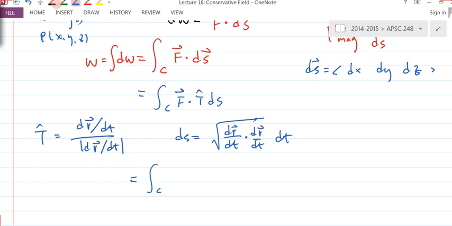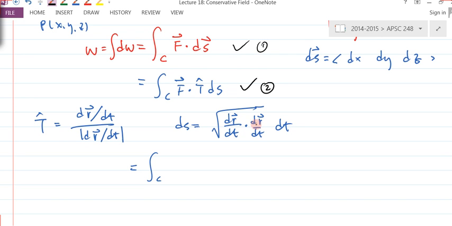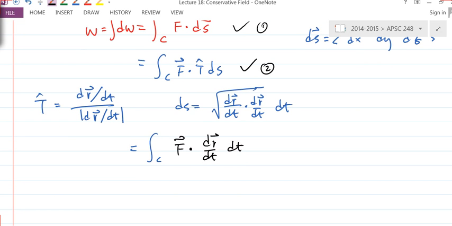So just remember you have a different formula. This is 1, this is 2. They're all the same thing, okay? Line integral. But once you plug t hat and ds in here, you'll get a slightly different expression. So this time you get dr over dt and dt. Okay, so you get this.